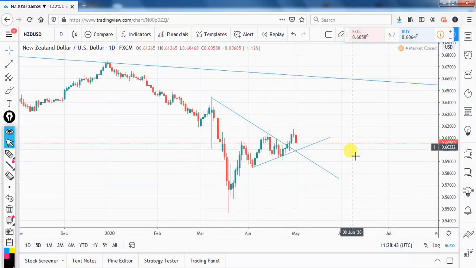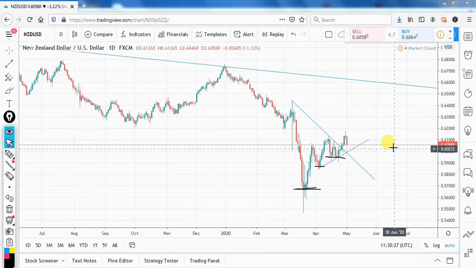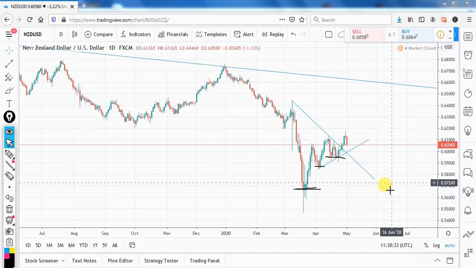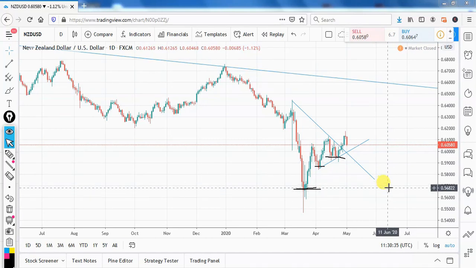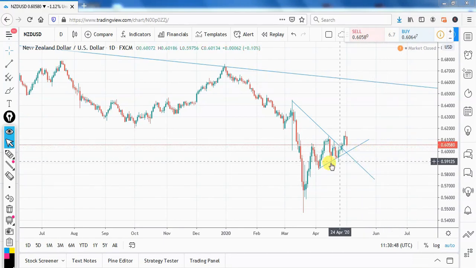Let me get rid of that. 70 pip stop loss. Now let's discuss the targets. The entry is going to be at 60.30, and with a 70 pip stop loss, we're going to hold it down to 56.70. That gives us just about the 1 to 3 risk reward requirement, if my math is not failing me, so about that level.